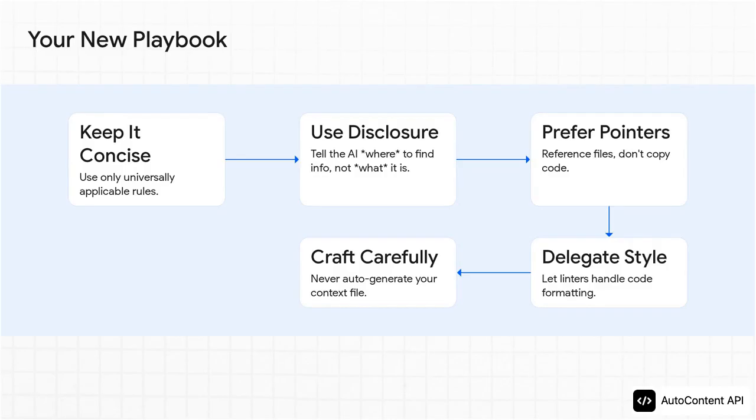First, keep your context file short and sweet. Stick to universal rules. Second, use progressive disclosure. Tell the AI where to look for info. Third, always prefer pointers to copies. Fourth, let your linter handle the code style. And finally, number 5, because this file is so powerful, craft it by hand, take your time, never, ever auto-generate it.